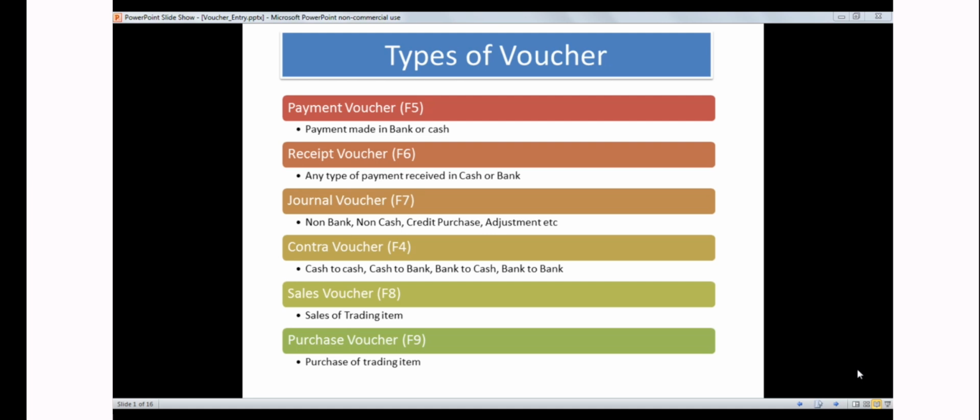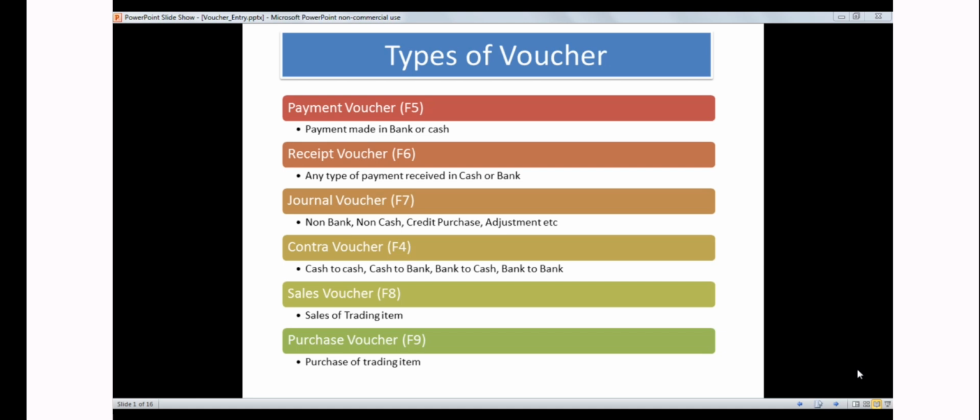Again, the next is a receipt voucher. The shortcut is F6. Any type of payment received in cash or bank. Again, let's say in my institute there is one course of 10,000 rupees. Student has made a payment of 5,000 rupees and he said that the rest of the 5,000 rupees he is going to pay after 1 month. Again, the receipt voucher in this particular case will be of 5,000 only.